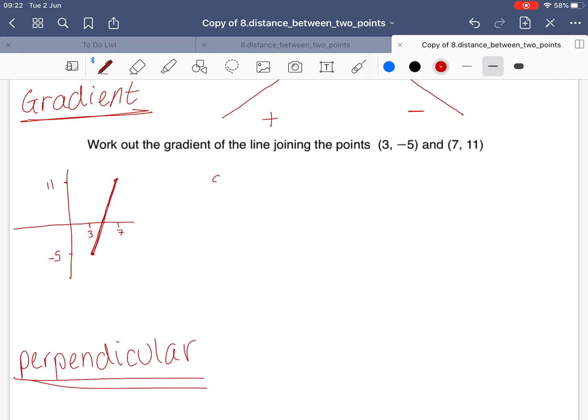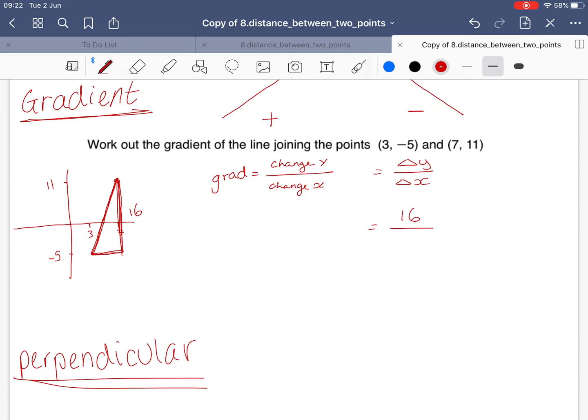So the gradient is your change in y over your change in x. I normally display this in a triangle, so you might see me write change in y over change in x. If we were to put it into a triangle, I know this length here is going to be my change in y. So from minus 5 to 11, that length is 16. So I know this top number is 16.